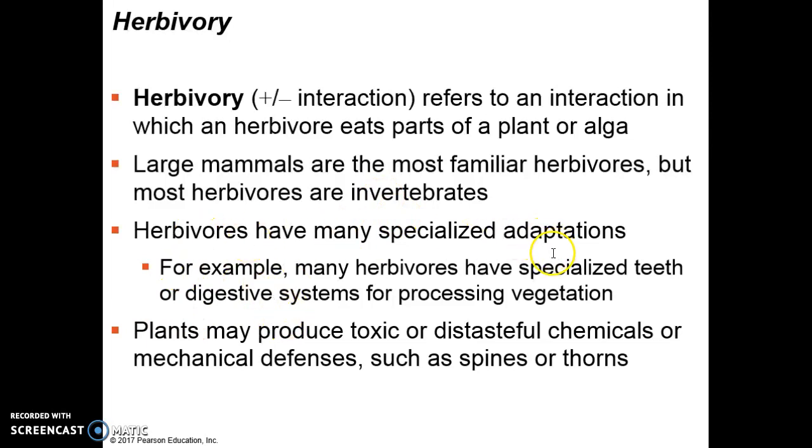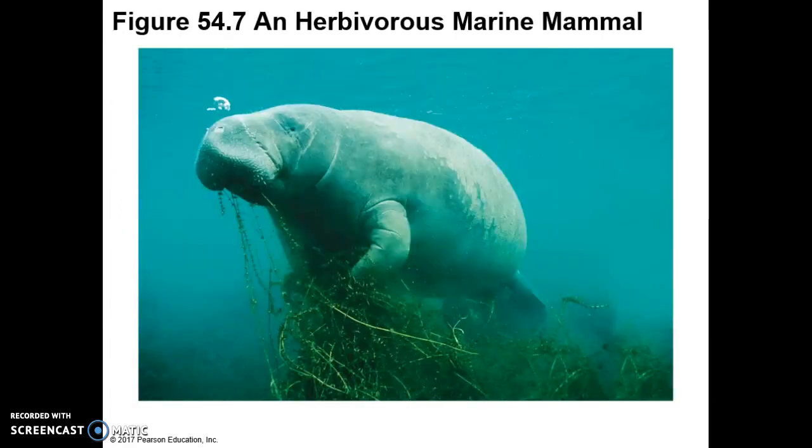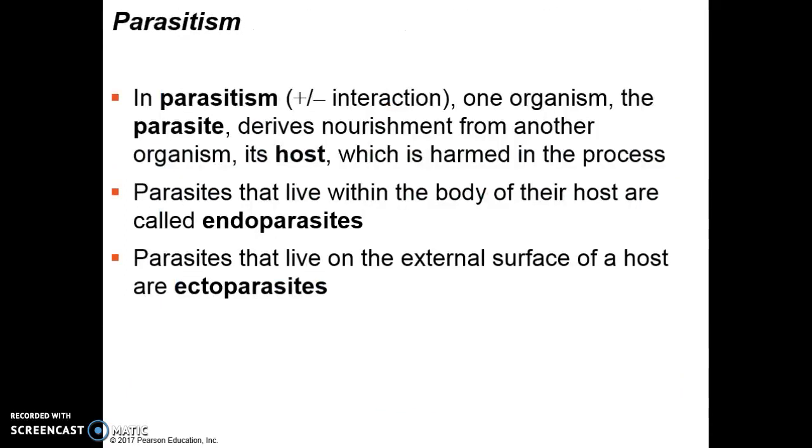Many herbivores have specialized adaptations, like different types of teeth. They have different digestive systems, like you may have heard that cows have multiple stomachs so that they can process the grass and the cellulose and things like that. And then plants can have defense mechanisms like spines or thorns. Maybe you've experienced that personally. Something like poison ivy has a defense mechanism there. There's a manatee doing what herbivores do.